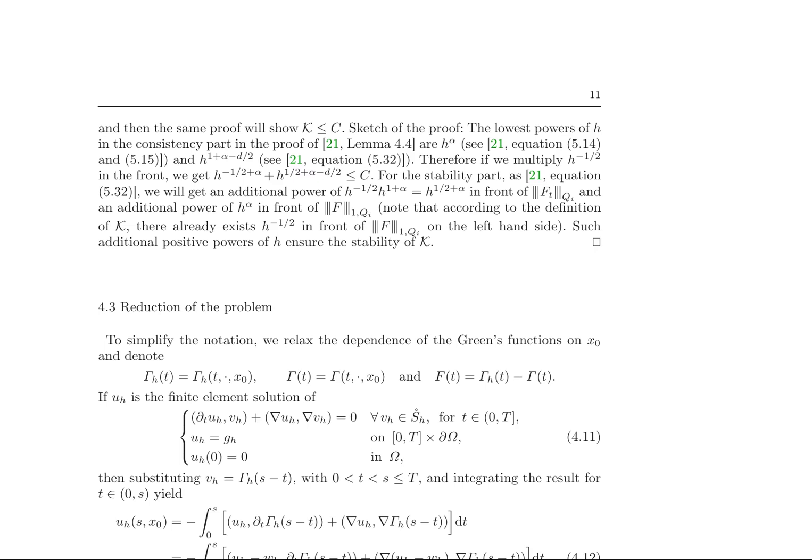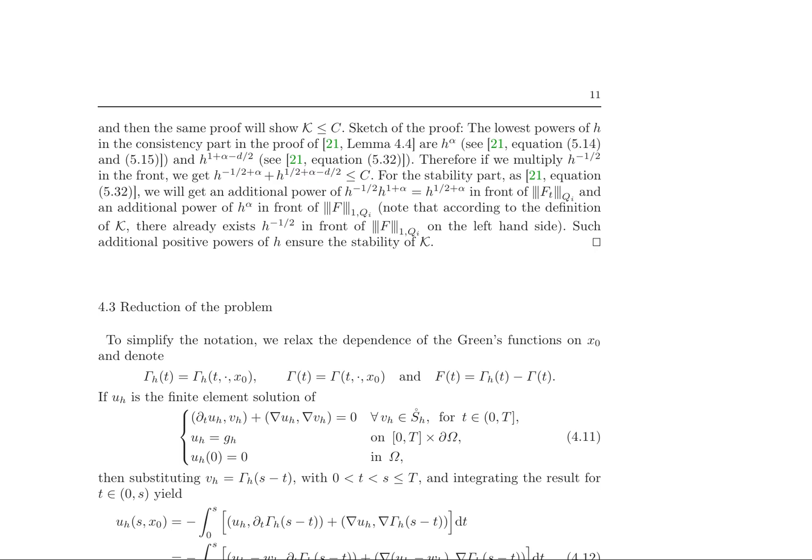The authors present a proof sketch demonstrating the boundedness of the constant k, crucial for establishing the stability of the finite element method. By multiplying both sides of the inequality by h^(-1/2), the lowest powers of h in the consistency and stability parts of the proof are h^(-alpha) and h^(-1+alpha d/2), respectively, ensuring the stability of k. To simplify the problem, the authors introduce a notation system, defining gamma_h(t), gamma(t), and f(t) as the Green's functions and their differences.